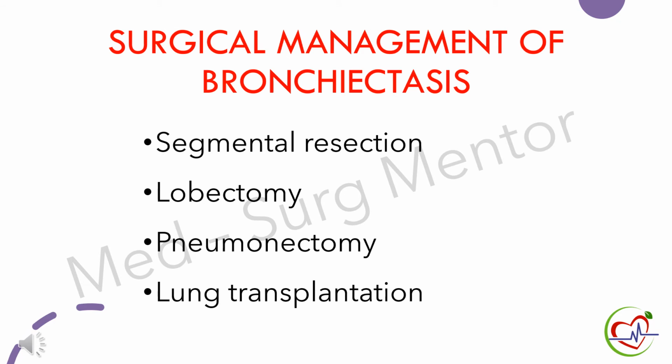Next is surgical management of bronchiectasis. There are mainly 4 procedures, and they are segmental resection, lobectomy, pneumonectomy, and lung transplantation. In segmental resection, the affected segment is removed, whereas during lobectomy, the affected lobe, that is a section of the lung, is removed while the healthy parts of the lung remain intact. It can be also done by video-assisted thoracoscopy procedure.